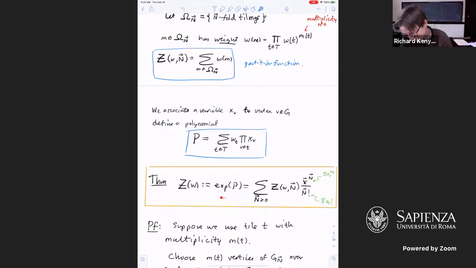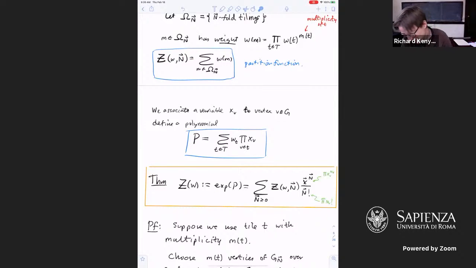When you exponentiate p, well, this is just a definition, but the exponent of p, if you think of p as now a function of the variables xi, its exponential is a power series whose coefficients are the desired quantities, the partition sums.